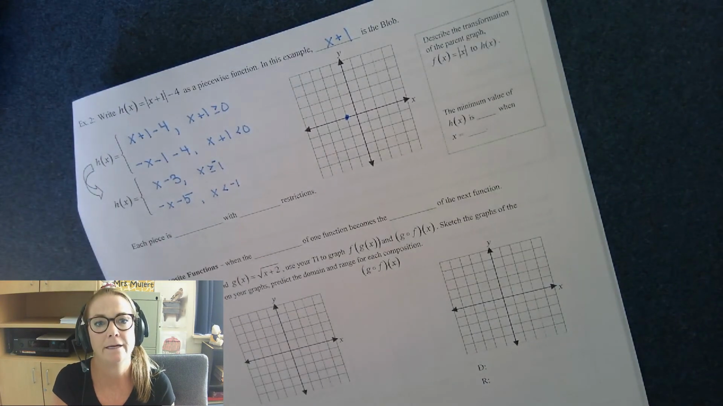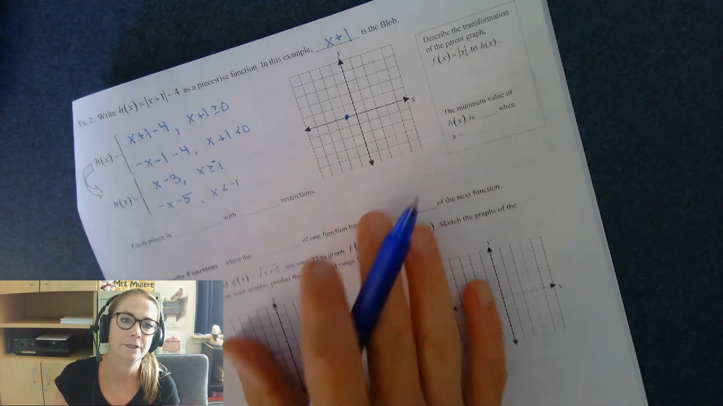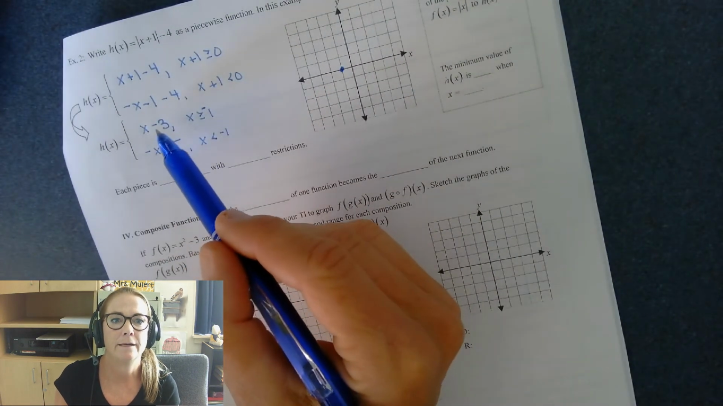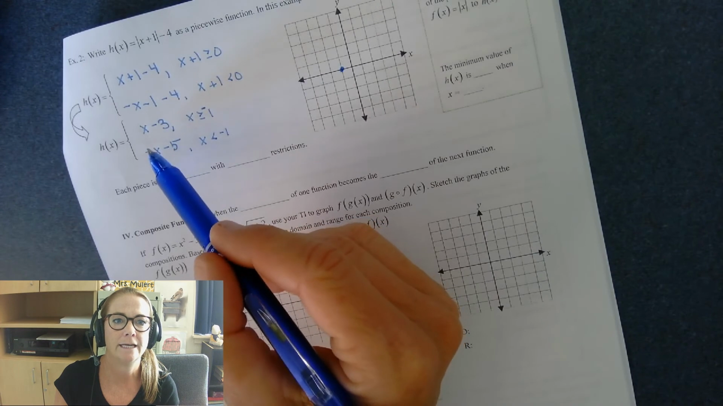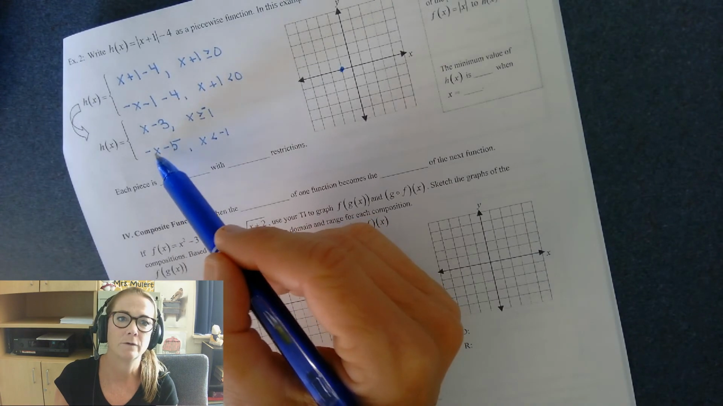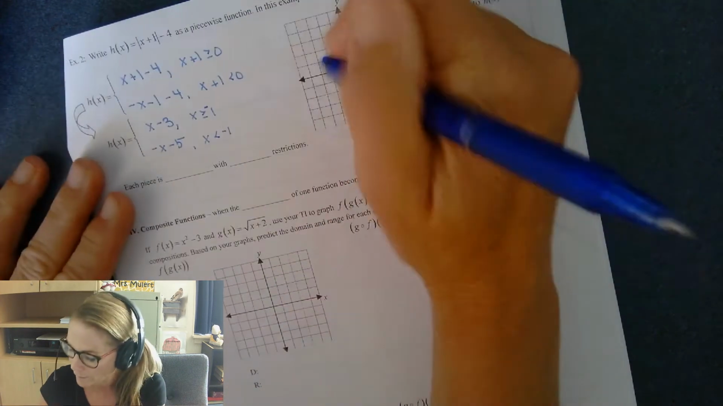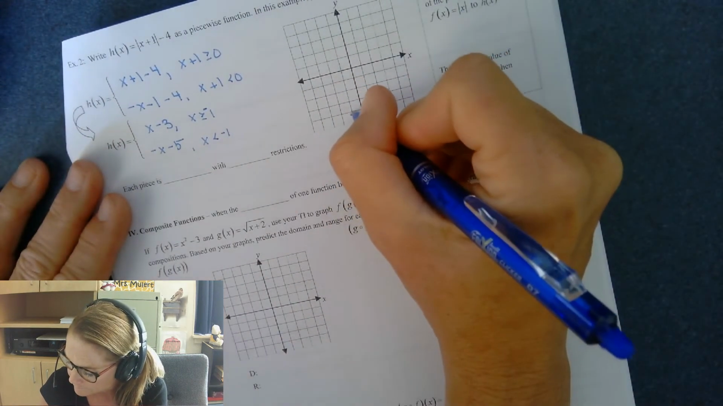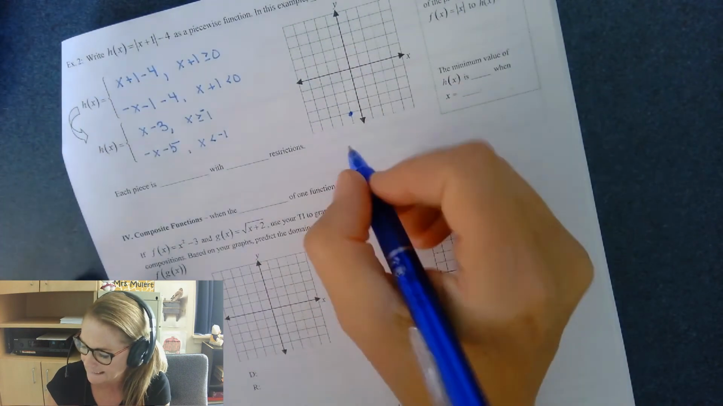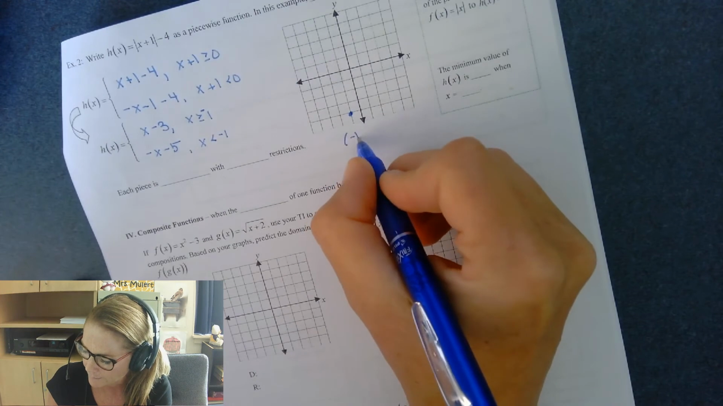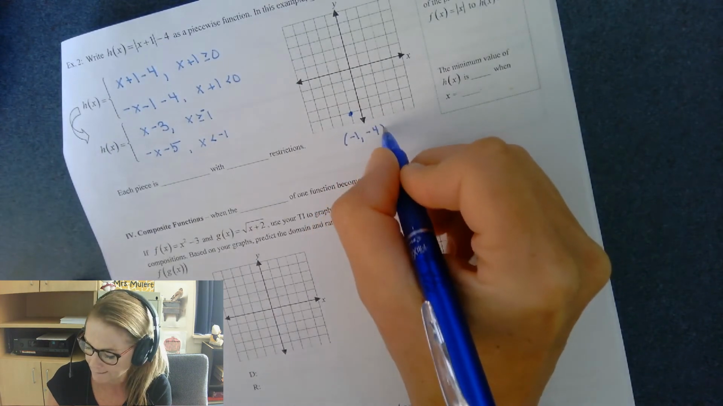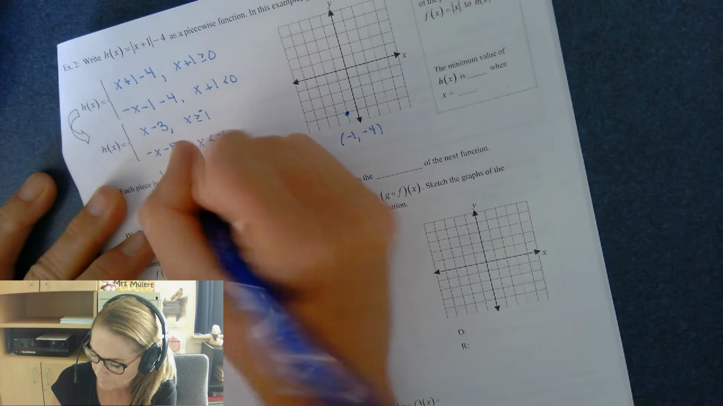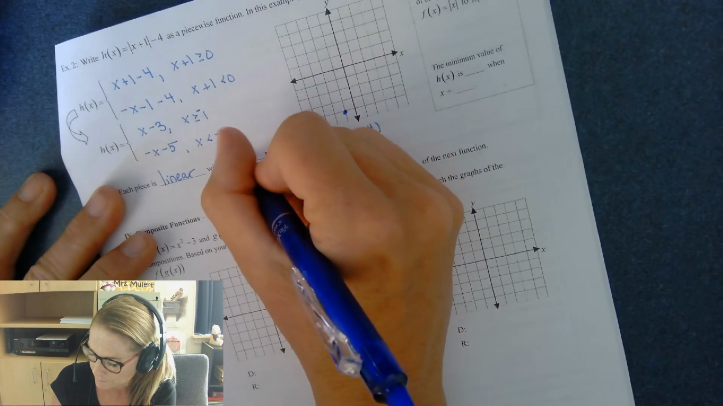If you were to put -1 into here, you're going to get -1 minus 3, which is -4. If you put it in here, you're going to get the opposite of -1, which is positive 1, minus 5, which is also -4. So you should be thinking that this is consistent with all of the transformation talk you've done in other classes. Okay, again, each piece is linear with domain restrictions.